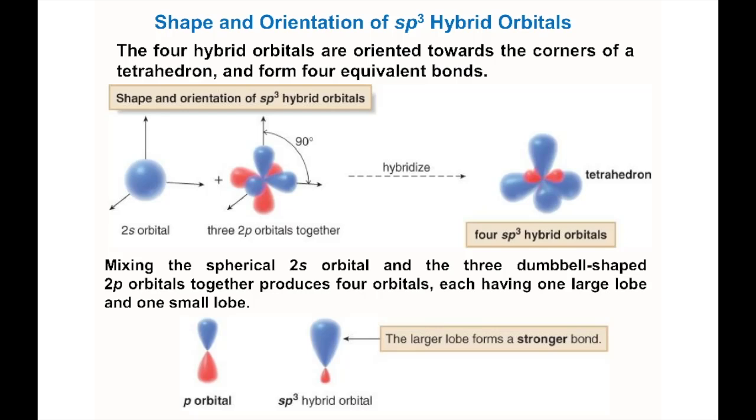And though an sp3 hybrid orbital does resemble a p orbital more than it resembles an s orbital, it isn't a p orbital. Notice that it's lopsided. It has a large lobe and a small lobe with a node in the middle. And the large lobes are pointed towards the corners of a tetrahedron, and that's where bond formation is preferred to occur.